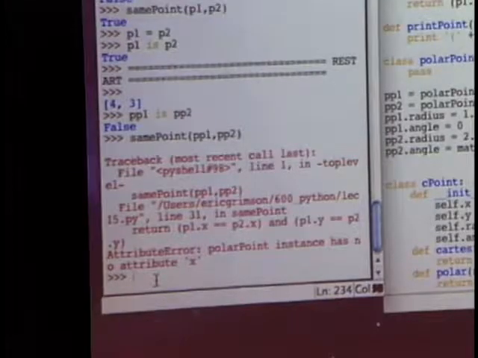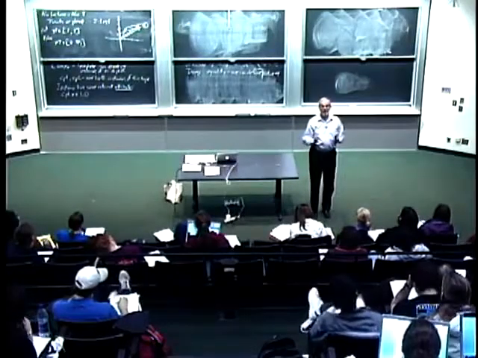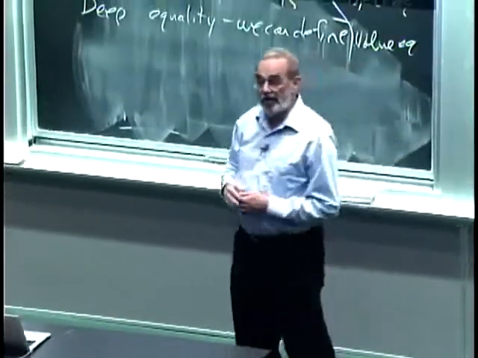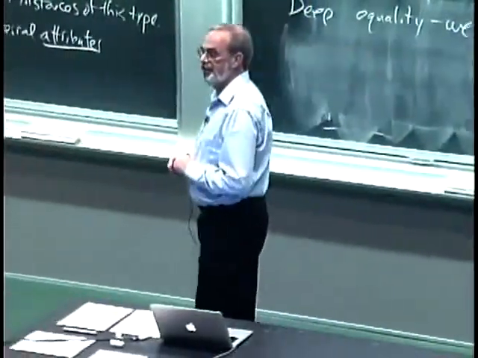Ha. What happened? Well, it bombed out, because what was I expecting to do? I was expecting to compare x and y values, not radius and angle. And so this doesn't know how to do it. It doesn't have a method to deal with it, so it complains.